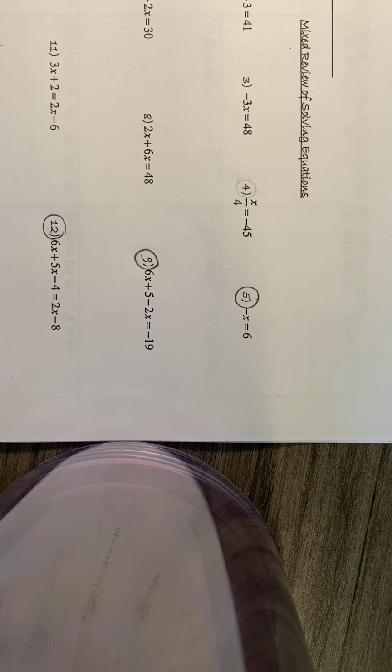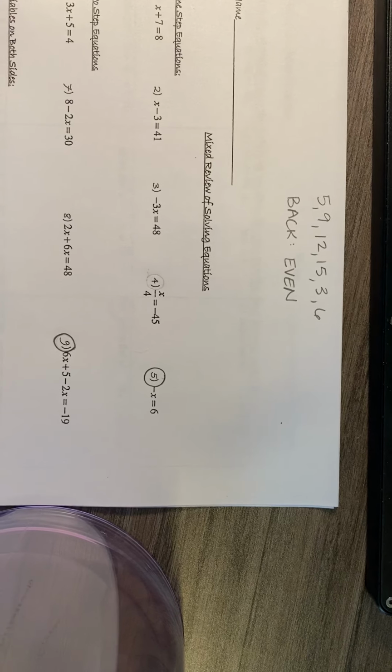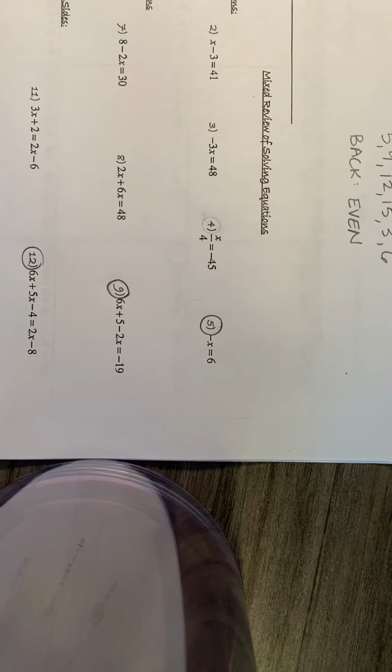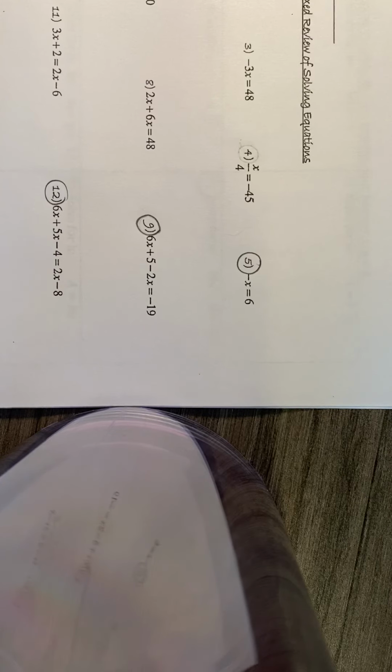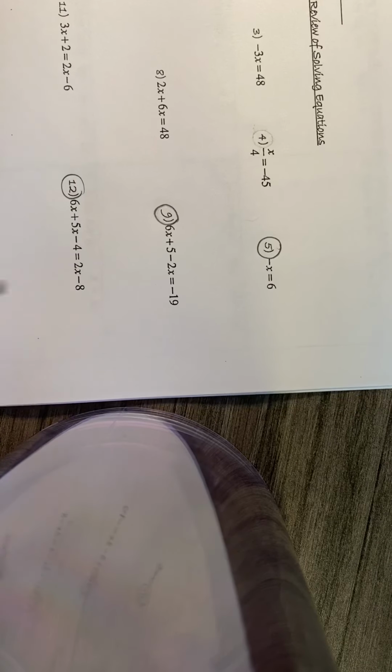It's very important that you read the directions on Google Classroom, which says that you only need to do numbers 5, 9, 12, 15, 3, and 6 on the front, which is just straight down the far right side of that paper. And then on the back, which is where the boxes are, you will do the even numbers. I am not going to do number 5 for you as it is a one-step problem, but let's go ahead and look at number 9 together.